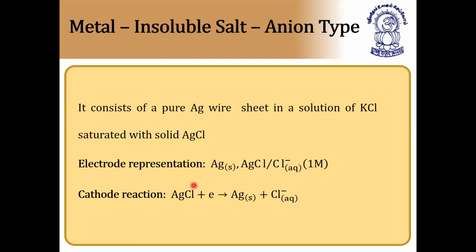Next, metal insoluble salt anion type. It consists of a pure silver wire in a solution of potassium chloride saturated with solid silver chloride. Next, the electrode representation: silver, solid silver chloride, Cl minus ion, 1 molarity, and the cathode reaction is silver chloride gains 1 electron and forms silver plus chloride ion. So this is called metal insoluble salt anion type.